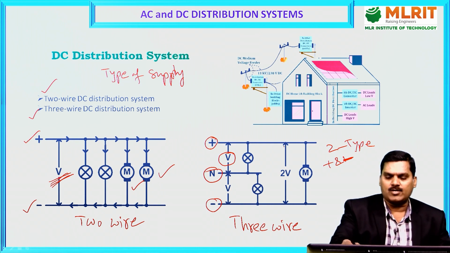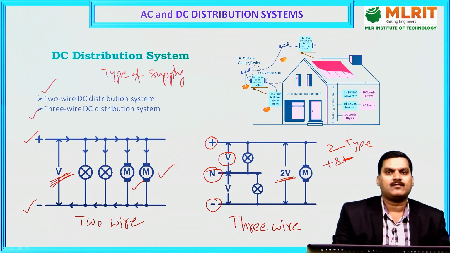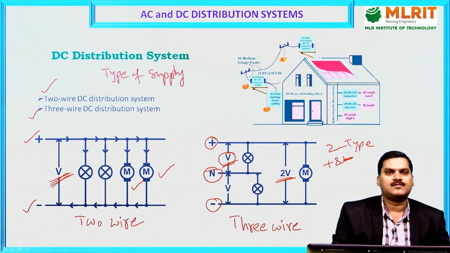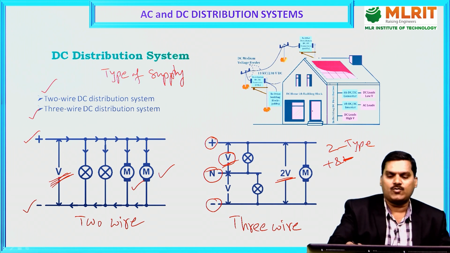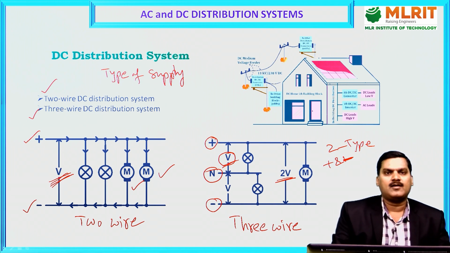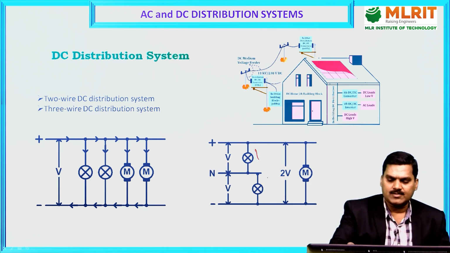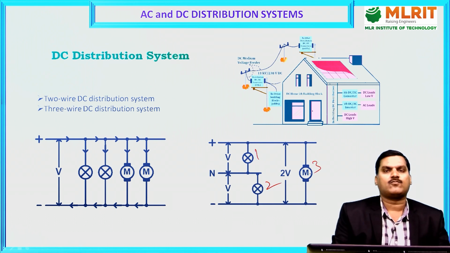We can create two types of voltage in the 3-wire system. Between positive and negative we can take it as 2V, whereas positive and neutral we can consider as a single voltage, V. We can connect loads between positive and neutral, between negative and neutral, and between positive and negative. Three types of loads we can connect. So, this is about the classification related to the DC distribution system.